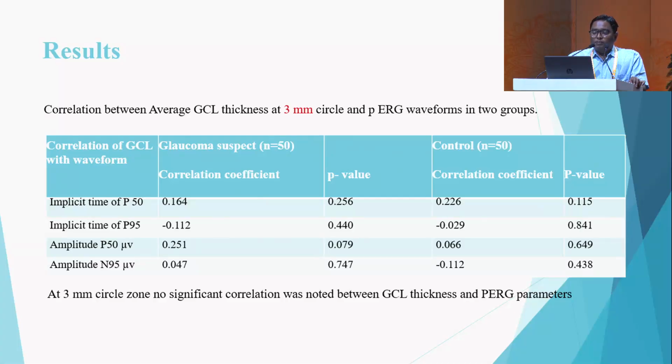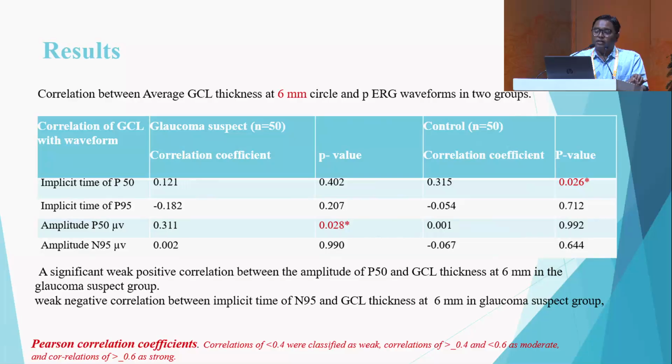We also found a significantly decreased amplitude of the P50 wave, but a non-significant decrease of amplitude of the N95 wave. Regarding the correlation between GCL thickness and waveform, at the 3 mm circle zone, we did not find any correlation between GCL thickness and waveform in pattern ERG. But at the 6 mm circle zone, we found a significant weak positive correlation between the amplitude of the P50 wave and GCL thickness, and a weak negative correlation between the implicit time of the N95 wave and GCL thickness.